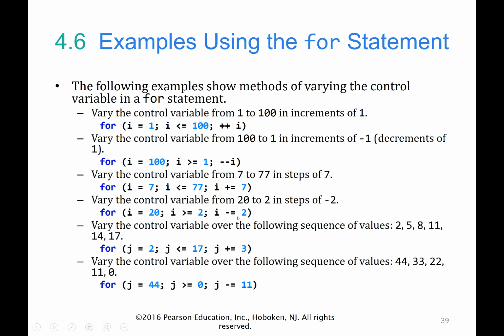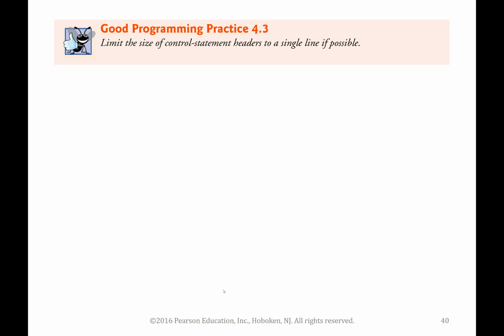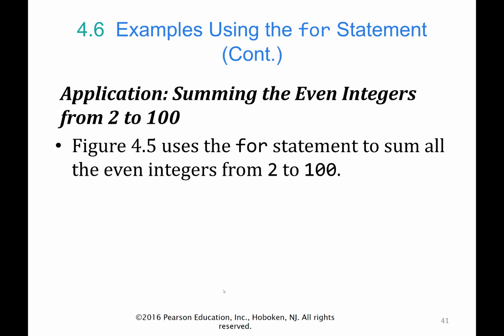And notice that he's gone back to I, as I normally do. Here, he's incrementing J by 3 each time. Here, he's subtracting 11 from J each time. So evidently for this slide, he didn't want to do a lot of typing with the word counter, so he used I and J. And limit the size of the control statements to a single line if possible. In other words, don't make them too complex.